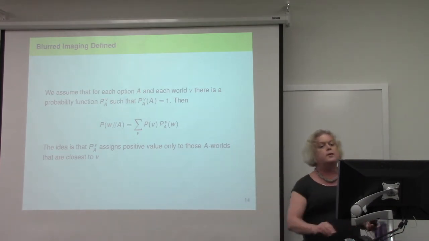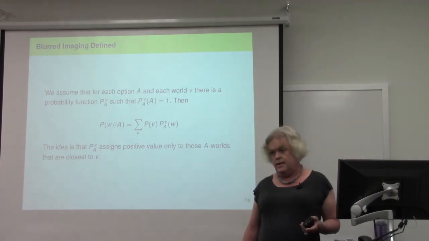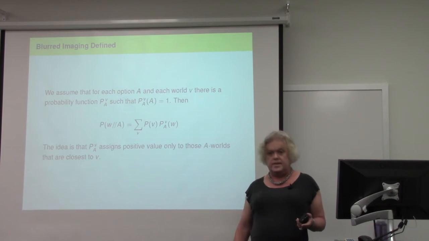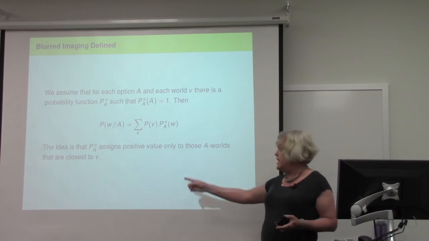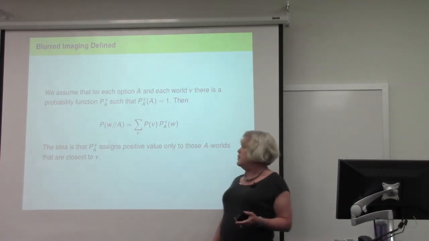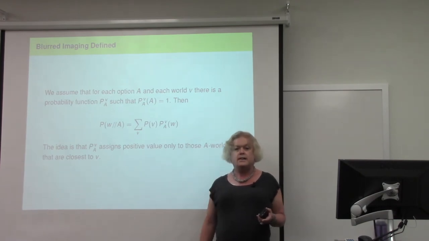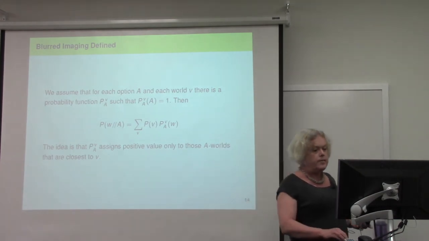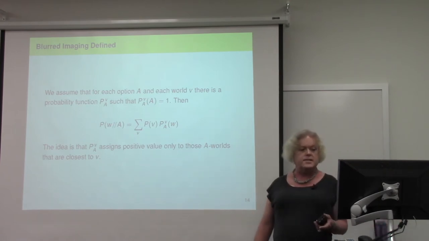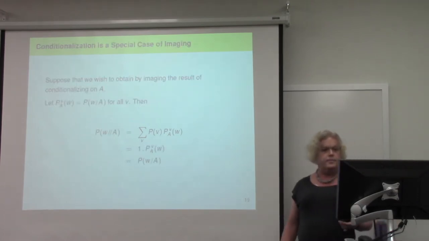In this case, the way to set this up is to say that there's a probability function PVA which assigns probability 1 to the proposition A. There's such a sharing function for each of the worlds V, and then we can define imaging this way as the sum over the worlds V of the product of the original prior probability of V times whatever the sharing function for V ends up assigning to world W. And again, the idea is that in some sense of closest, the sharing function assigns positive value only to the A worlds that are closest to V.